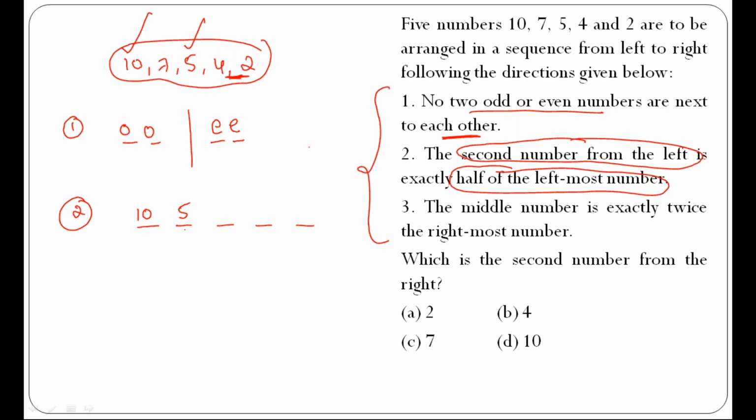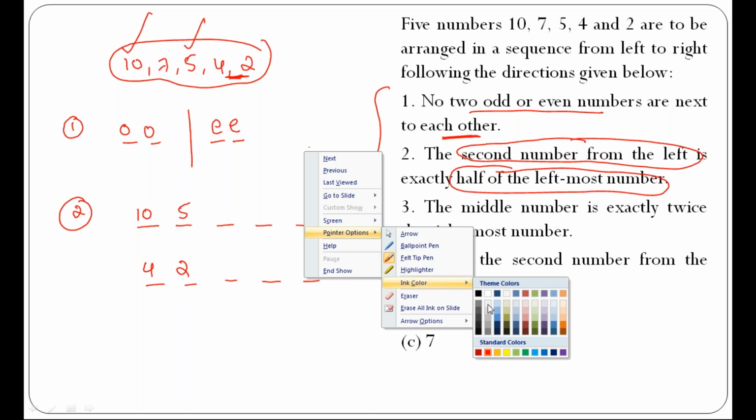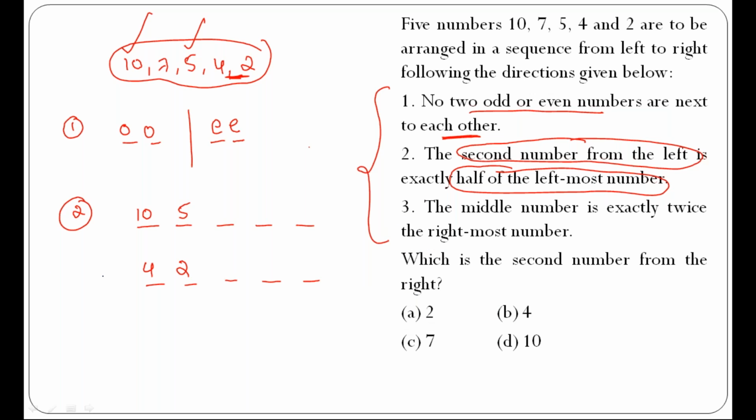10 and 5, 10 half is 5, or 4 and 2, 4 half is 2. Right. Now listen. Among these two possibilities, the second one is wrong because this is too even. We don't want two even numbers continuing as adjacents, but this is okay, even and odd. The first condition is that no two odd or no two even numbers can be adjacent. Here we got two even numbers, that's why 4 and 2 are wrong. We fixed it with 10 and 5. 10 and 5 are fixed.